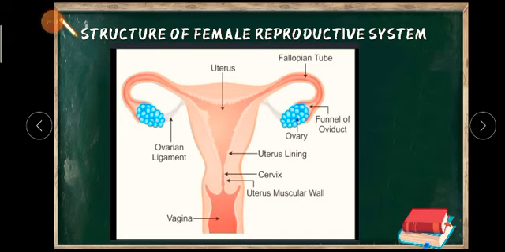In the female reproductive system, the most important parts are the ovaries. It consists of a pair of ovaries. These blue colored structures which you can see in this diagram are called ovaries, and since there are two, it is called a pair of ovaries. Is it clear? This ovary is the primary sex organ in human females.